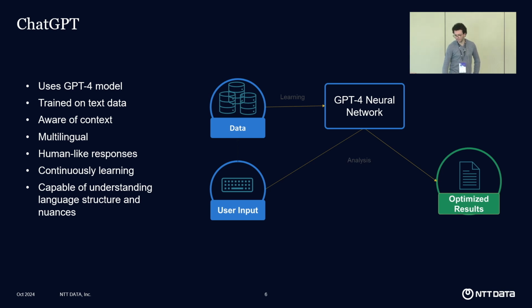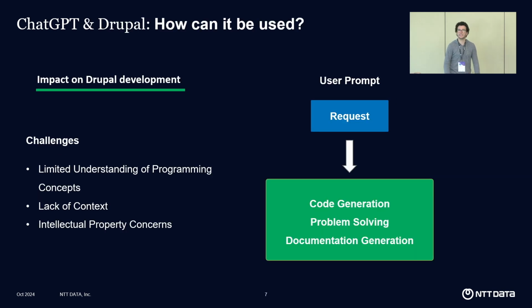So now, applying this to Drupal. For myself, I divided this usage of AI into two different categories. The first one is a prompt. You write something, you need some help, you need it to generate some code, you have a problem that you need to solve. You put that text in, and you get an answer.